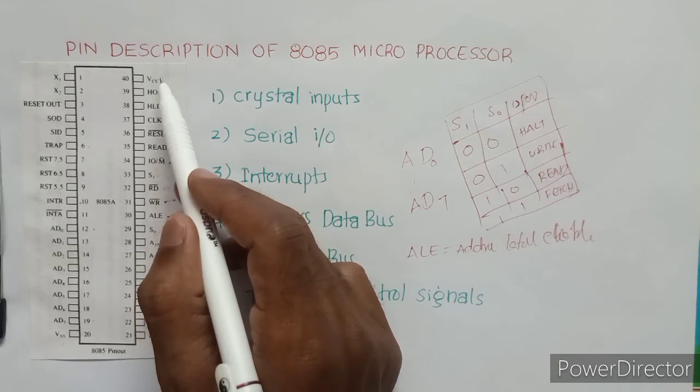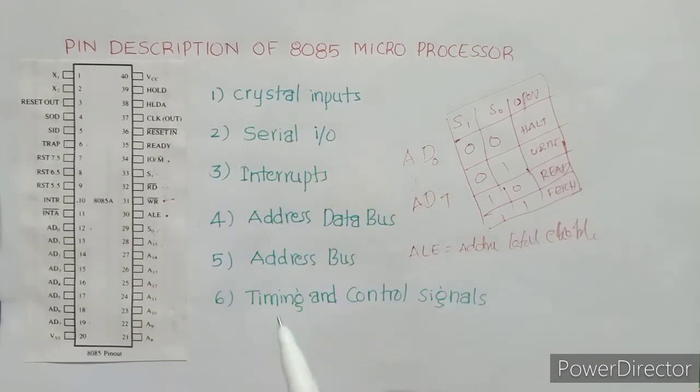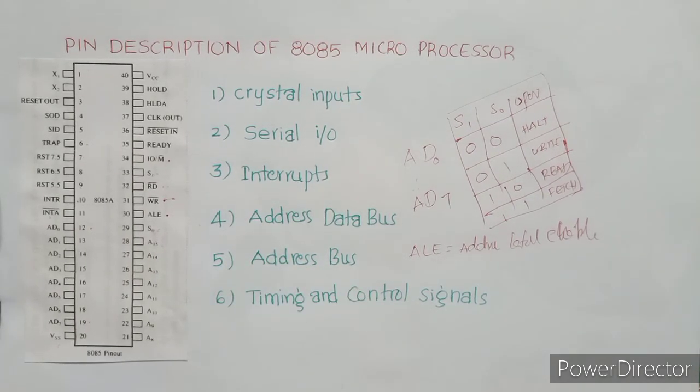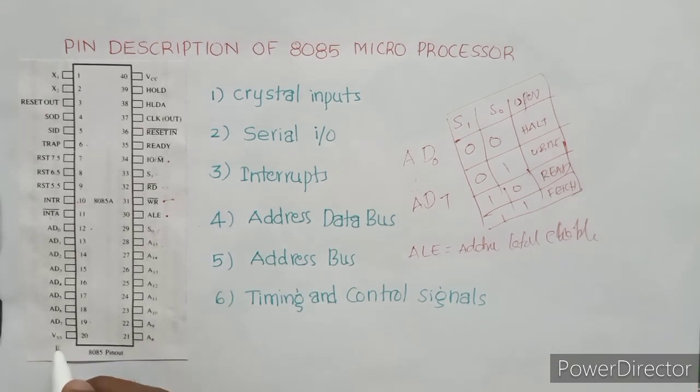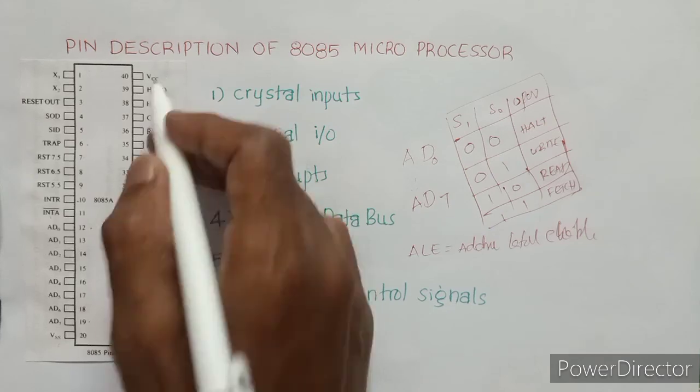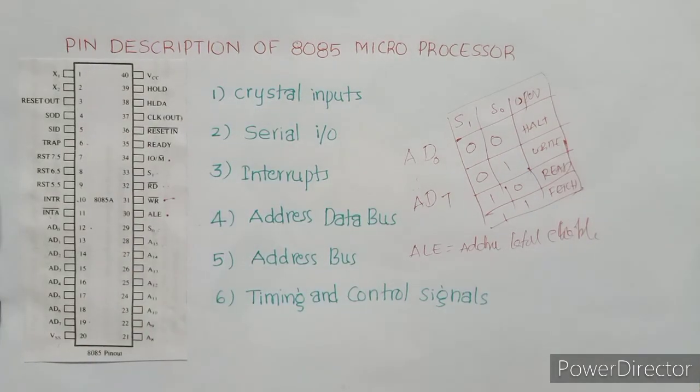Next, VCC is the 5-volt supply pin. Totally, this is the pin description of the 8085 microprocessor. VSS provides the ground point to the chip. These are the power supply pins. Totally, this is the 40 pins description of the 8085 microprocessor.